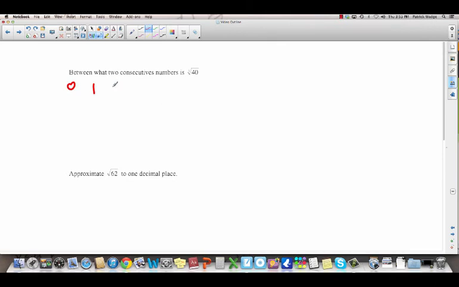1, what's the next perfect cube? 8, because 2 times 2 times 2. 3 times 3 times 3 is 27. 4 times 4 times 4 is 64. 5 times 5 times 5 is 125.